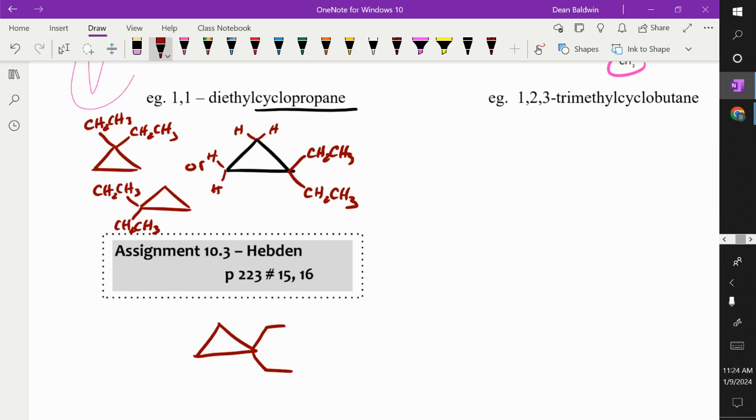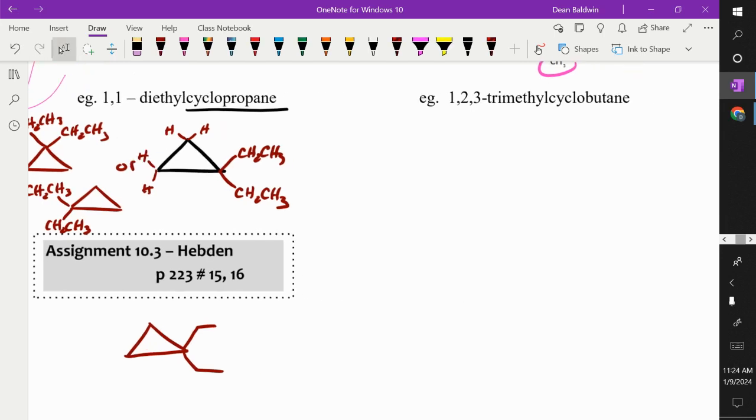Okay. Cyclobutane, 4 carbons, square. 1, 2, 3 trimethyl. Just pick a place to start numbering. Doesn't matter. That could be 1, 2, 3, 4. Okay. 1, 2, 3 trimethyl. So 1, 2, 3. There you go.